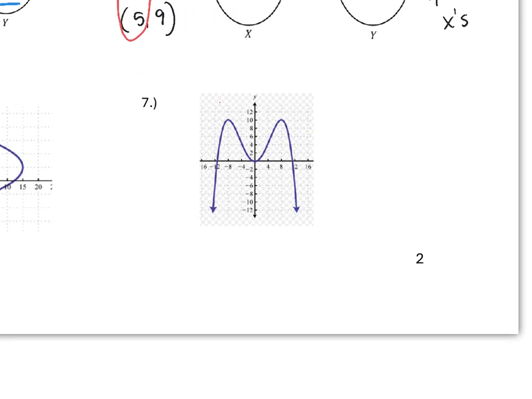Number 7, I can draw a vertical line through any point on this function, even though it's wiggly, and it will only ever hit one part of the graph. So this is an example of a function because it passes the vertical line test.